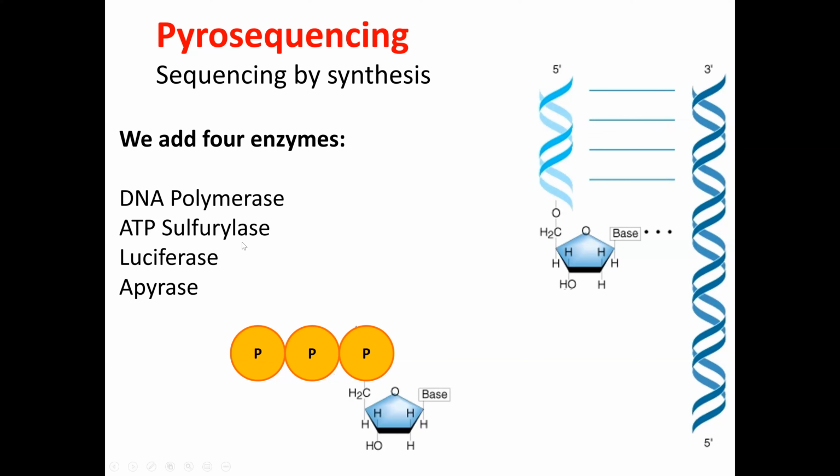ATP sulfurylase. Okay, this is going to be an interesting enzyme. We're going to see how that works. That's going to help us convert our products in this reaction. And luciferase, you may have heard a bit about this. This is an enzyme that actually helps us produce light from ATP. This is the same enzyme that's present in fireflies, making them glow. And then apyrase we're going to be using to clean up some of our reaction space.